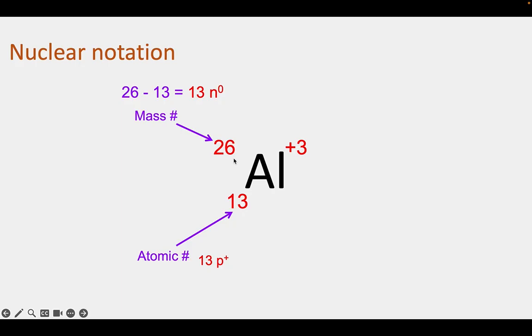The upper right-hand corner is a way for you to figure out the number of electrons. So this says it has a plus 3. That's the charge, so since you have 13 positive protons and an overall charge of plus 3, you must have 10 electrons. So 13 positive protons and 10 negative electrons gives you an overall charge of plus 3.